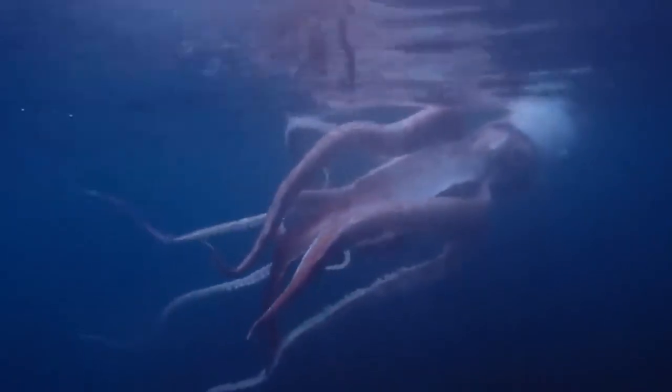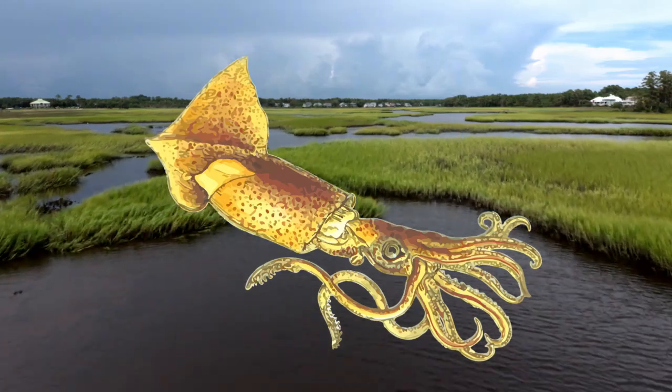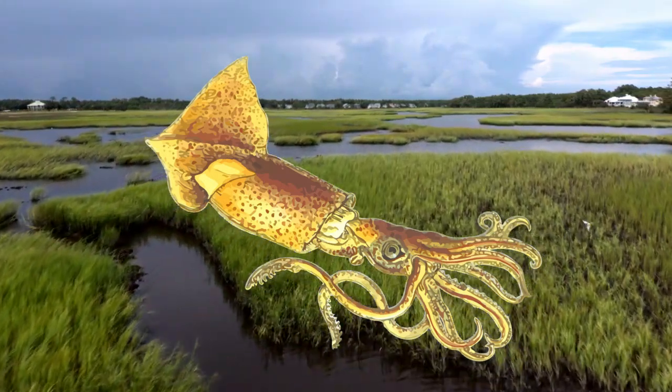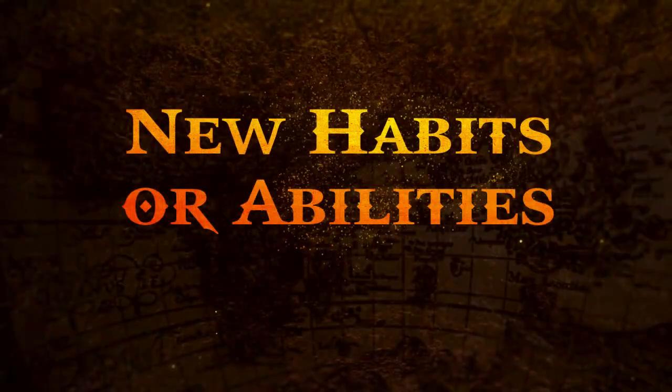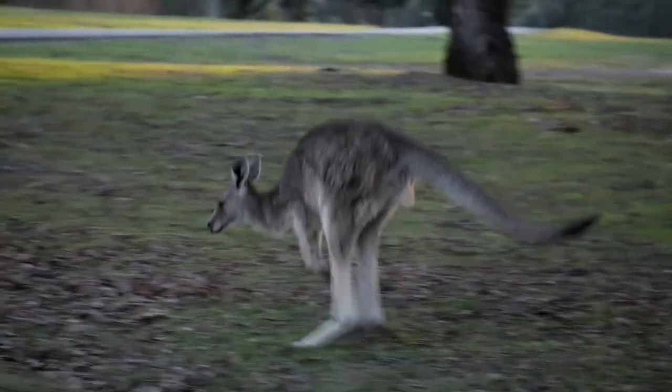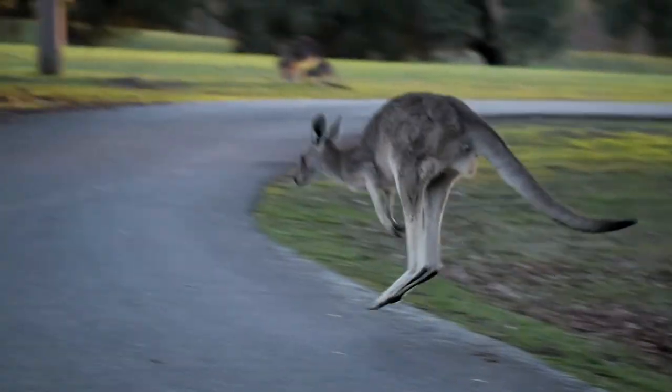I could do the same thing with the giant squid. The giant squid naturally lives in ocean depths. So if I had a squid living in fresh waters of a marsh, I'd be creating a new kind of squid.